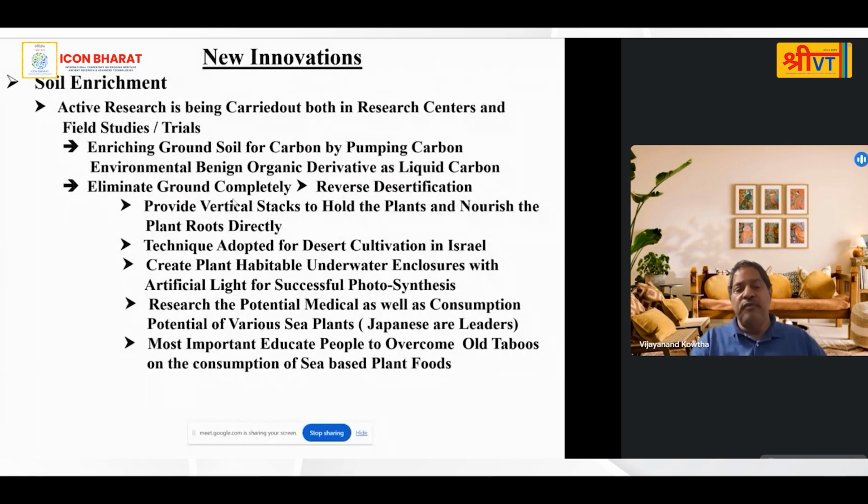And of course, how do we enrich the ground soil for carbon? And how do you do sequestration? And how do you build benign organic derivatives to help? The ground complexity, the water tables, reversing desertification are important. Providing vertical stacks for holdouts on the plants and nourishing the plant's roots directly.